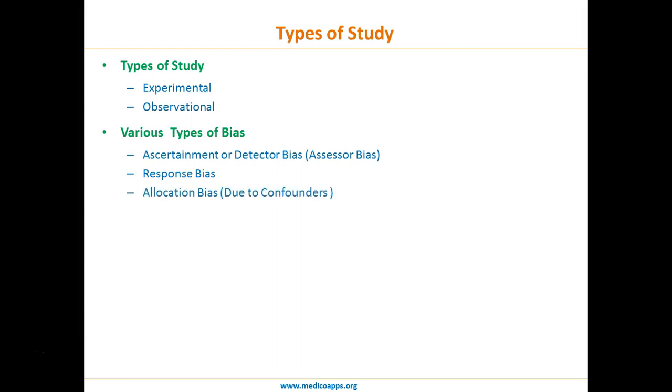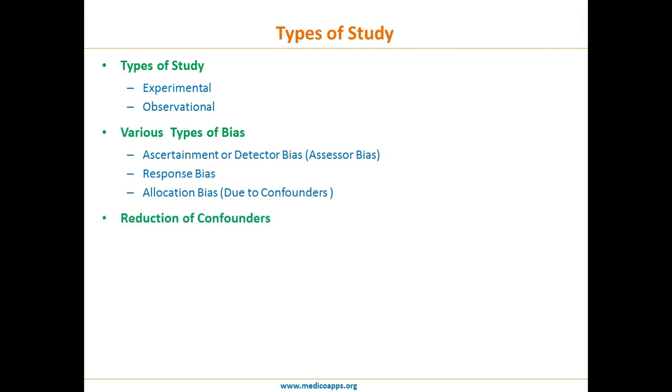Third is allocation bias, and these are generally due to the confounders. What happens is, while allocating patients into case or control, if there is a difference in the two groups during allocation, then such kind of bias will become allocation bias, which means that while assigning the patients into case and control groups, the case and the control group are not exactly matched. This will lead to allocation bias.